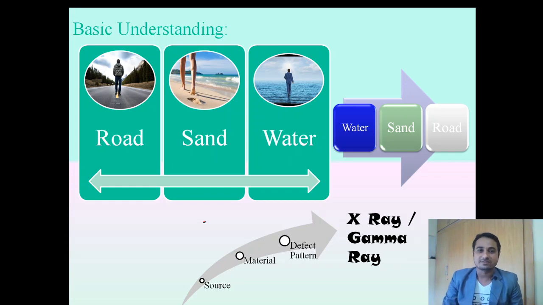And in the third option, like in water, if I am walking on water, then it will be more difficult than on sand. The speed will be lower in the water. So we can see that the speed is increasing by this trend, from water to sand to road. The speed is increasing.